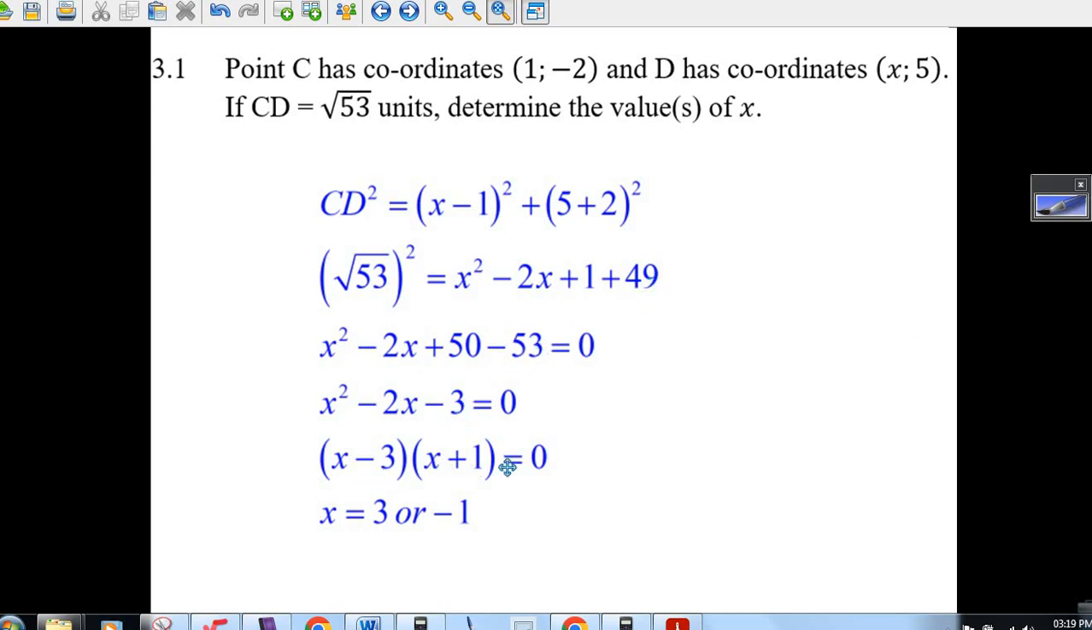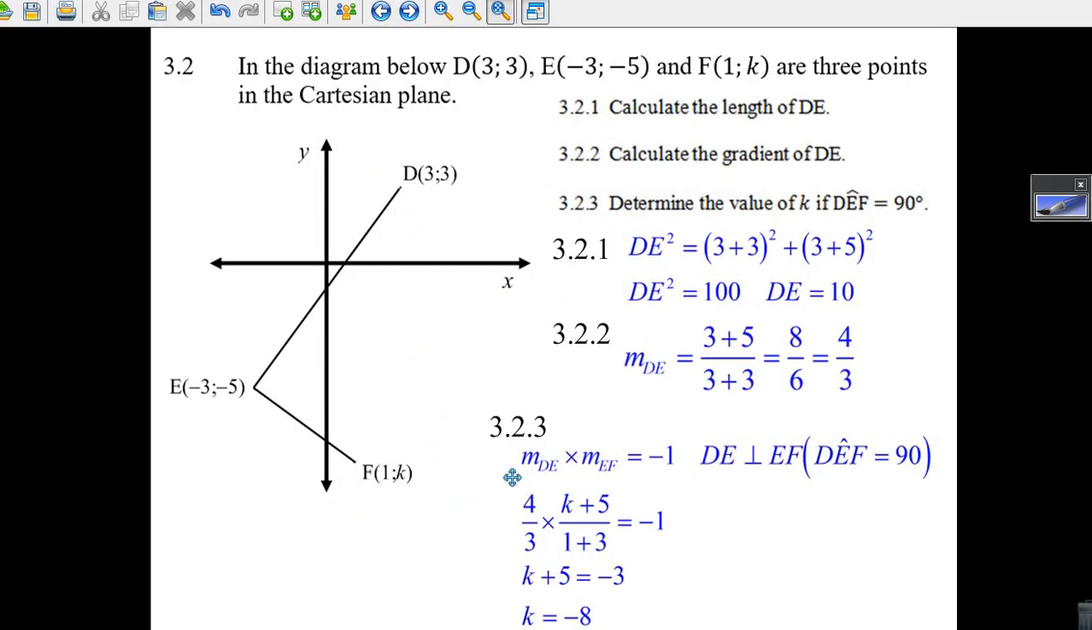Now you put two brackets. Minus 3 times 1 is minus 3, but minus 3x plus 1x is minus 2x. How important is it to factor? Because you get two answers here for x. X is 3 or minus 1. Okay, let's try the next question.